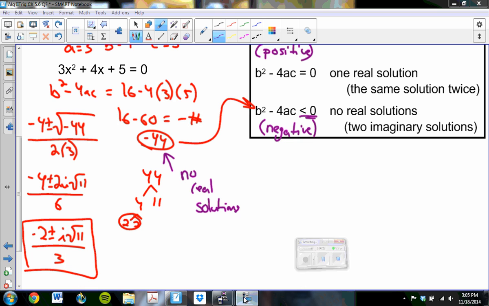What am I doing for time here? Yeah, let's do a couple more examples.